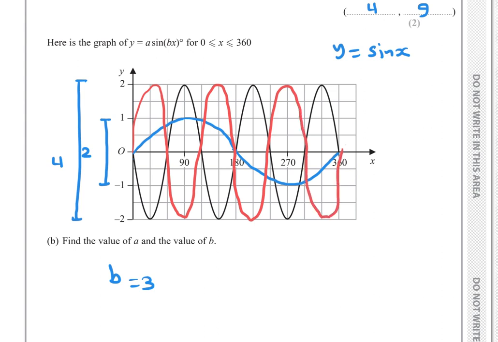So now after the stretch by scale factor 2, we have a reflection on the x-axis. So you have to multiply the function by negative 1. So instead of a equals 2, a equals negative 2, because we have a reflection on the x-axis and a vertical stretch by scale factor 2.